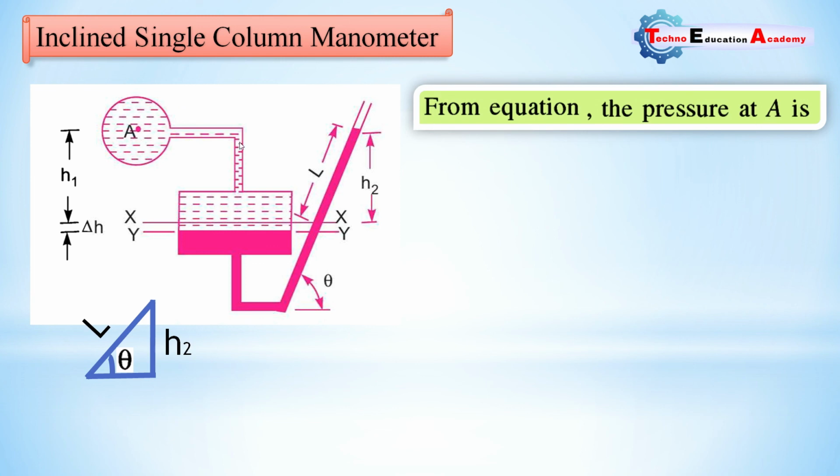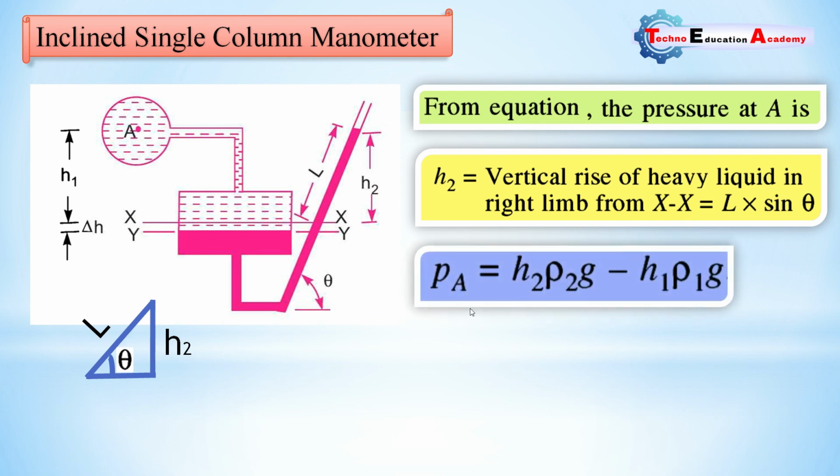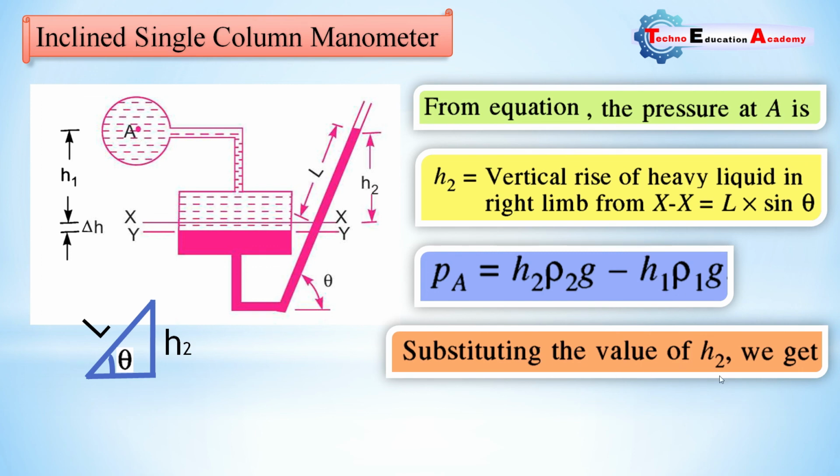So, from the equation, the pressure at A which is to be measured, and H2 equal to the vertical rise of heavy liquid in the right hand side limb from XX, equal to L sin theta, as we have already discussed. PA equal to H2 rho 2 g minus H1 rho 1 g. Substituting the value of H2, this is the same case as the single column manometer for the vertical case, but here we are considering inclination. So due to inclination, the sin theta is there.